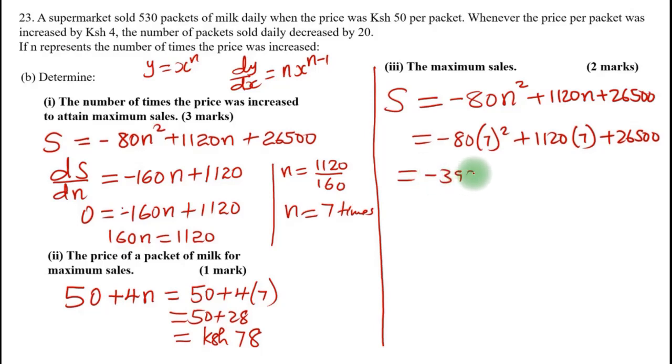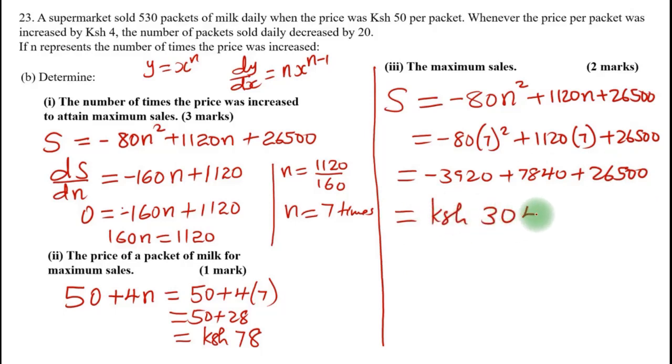So this will be negative 3920, then plus 1120 times 7, we get 7840, and then plus 26,500. Using your calculator, the total sales will be 30,420, and that is the maximum sale. So that's how you are supposed to have done the question.